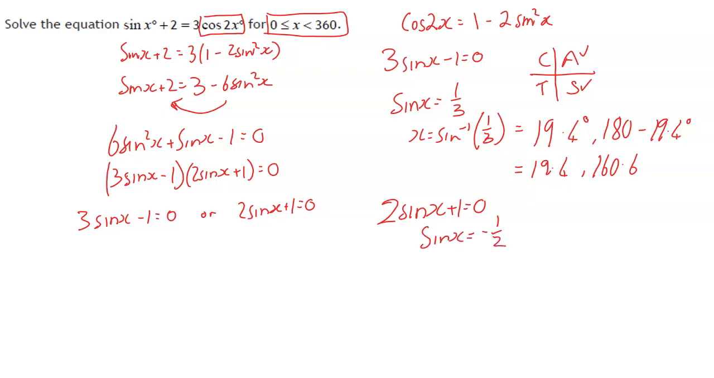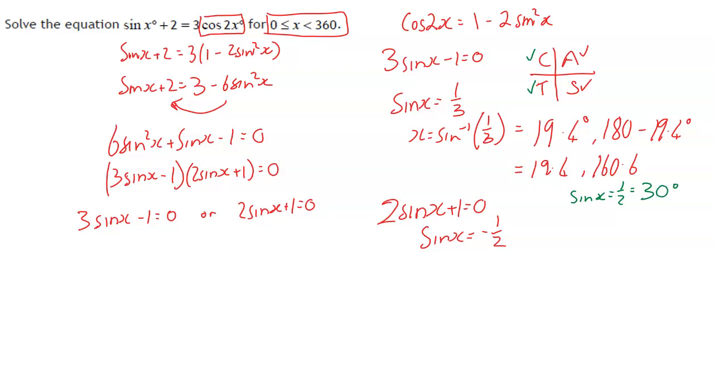So if I refer back to the CAST diagram again, I'll use this in a different colour to indicate this one. If sine x is equal to negative a half, I'm actually going to get solutions that fall in the T and the C sections in this case. So I have to figure out how to get those. Well, separately, I'm going to solve sine x is equal to a half. If I solve sine x is equal to a half, what I'll end up getting is 30 degrees.